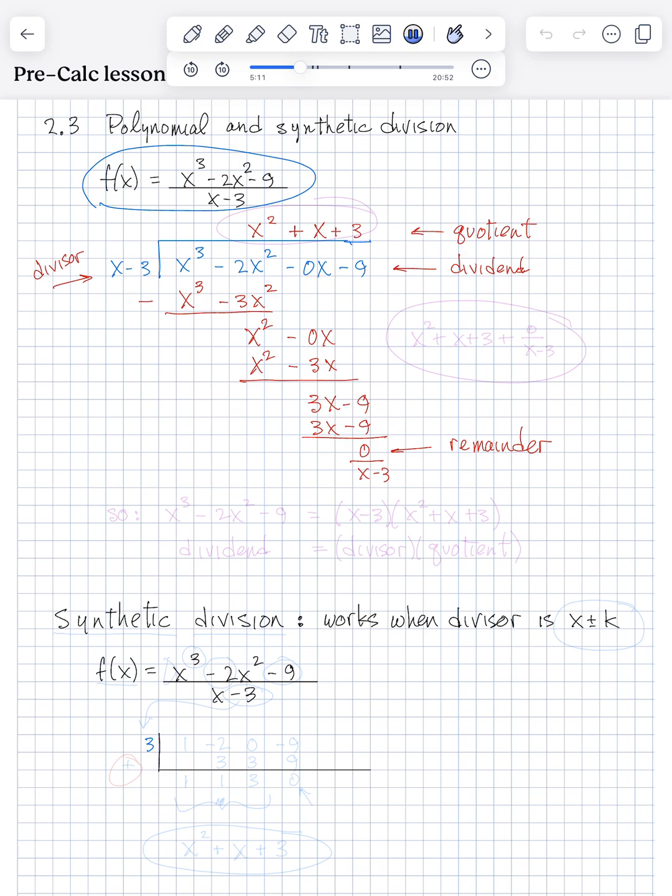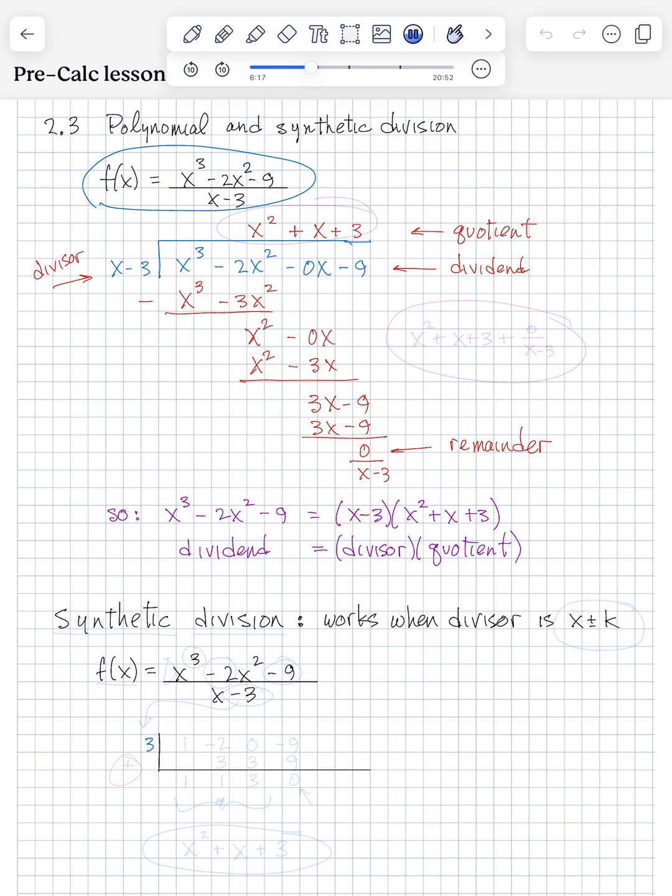Well, this means our dividend, which is, I'm going to rewrite that. Let's do purple. So this means our dividend, which is x cubed minus 2x squared minus 9, we don't have to put the 0x in there, is equal to our divisor, x minus 3, times our quotient, x squared plus x plus 3. So our dividend, let me write this in, I'll leave it in purple, dividend is equal to the divisor times the quotient.